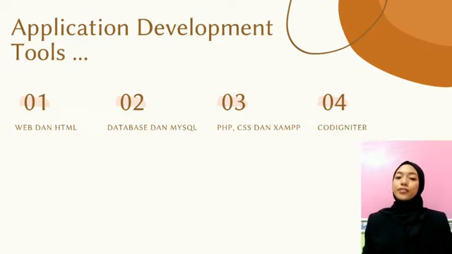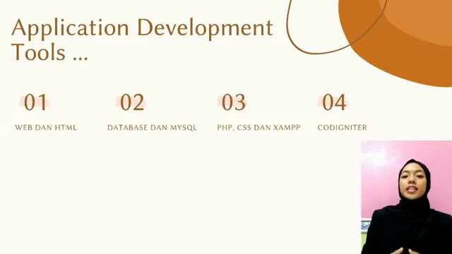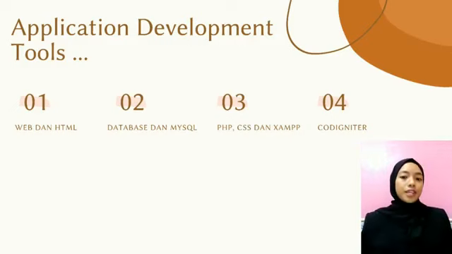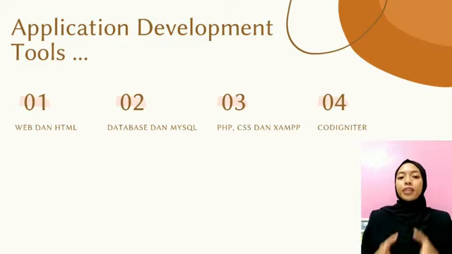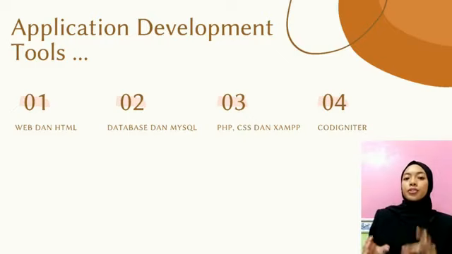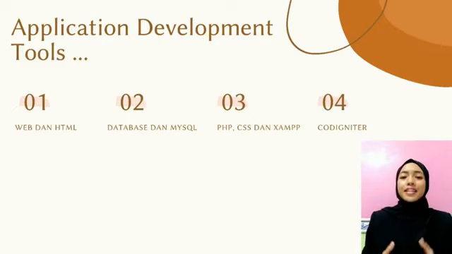And this is application development tools. First, web and HTML. World Wide Web or WWW, also known as the web, is one service obtained by computer users connected to the internet. This web provides information for users' computers connected to the internet, from junk information or information which is of no use to serious information.